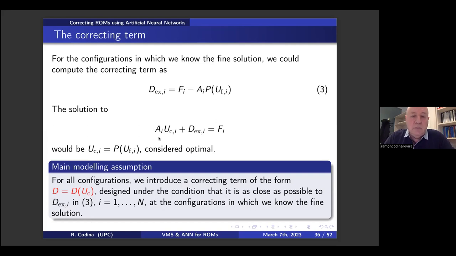But now we make our main modeling assumption. Suppose that we want to solve the problem for a configuration in which we don't have the fine solution, maybe another time step. Then our modeling assumption is that we introduce a correcting term that is a function of the coarse solution, and that function is designed under the condition that it is as close as possible to the exact correction at the configurations in which the fine solution is known. So we know the exact correction at certain configurations, and then we design a correcting term so that it is as close as possible to the exact correction at the configurations in which we know the exact solution.